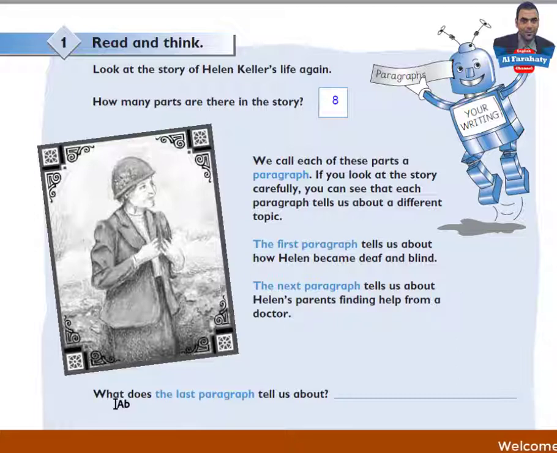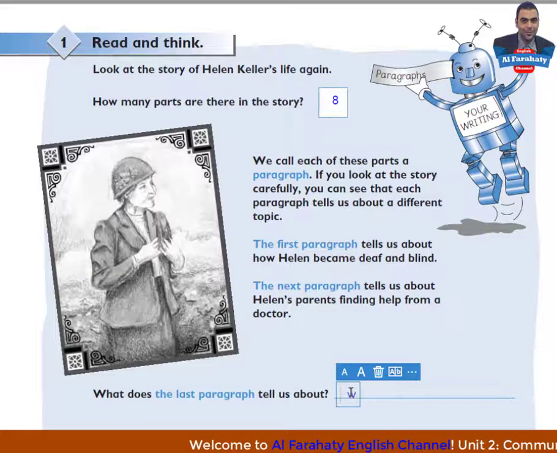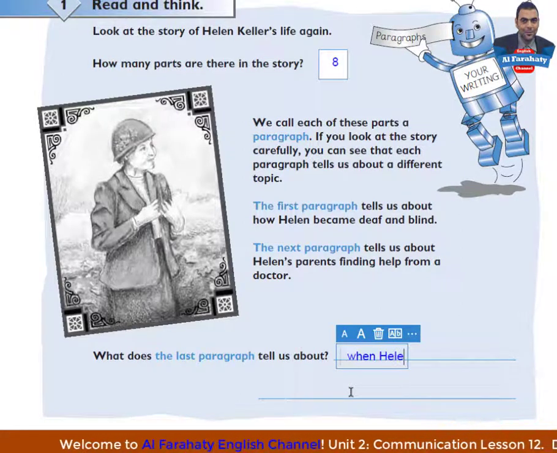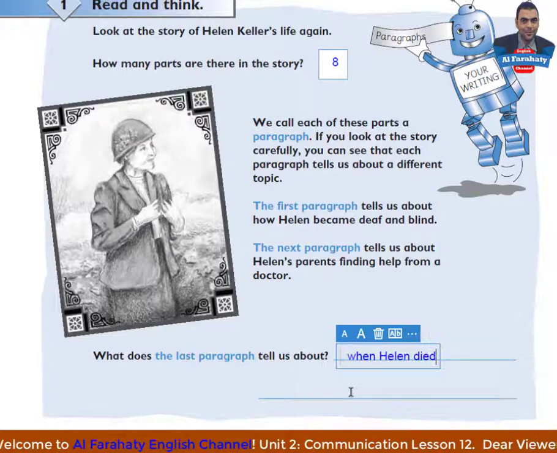Here you have a question. What does the last paragraph tell us about? Yes, excellent. It tells us about when Helen died.